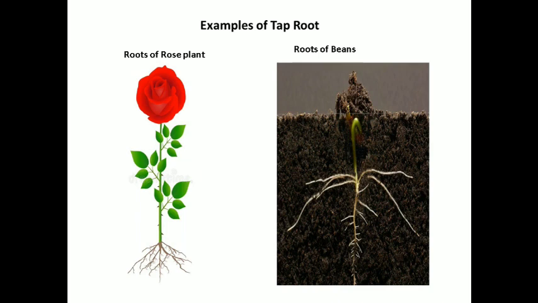So here are the examples of the roots of a rose plant and the roots of beans. Okay, so you can see here there is the main root over there and the other thin roots are arising from the sides. Now let us move on with the fibrous root.